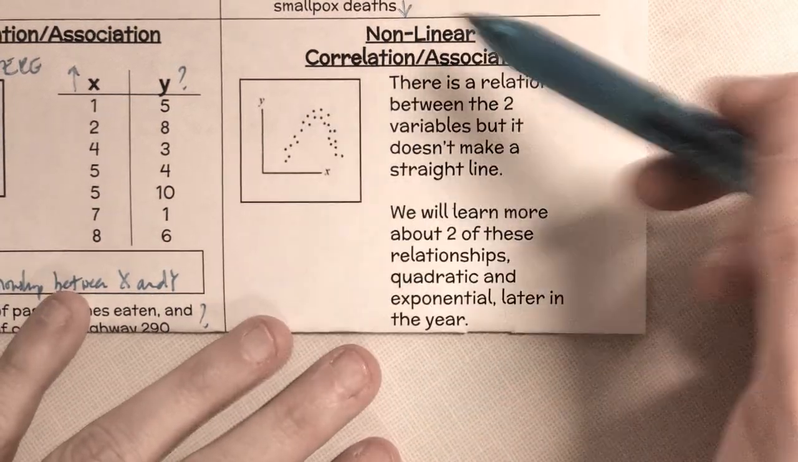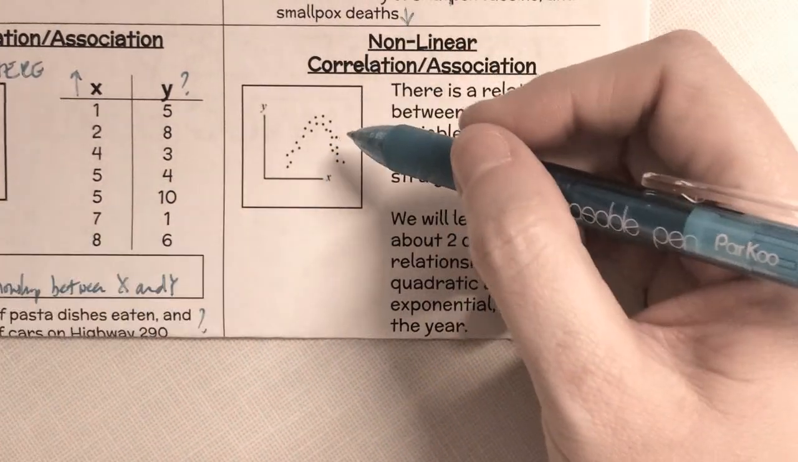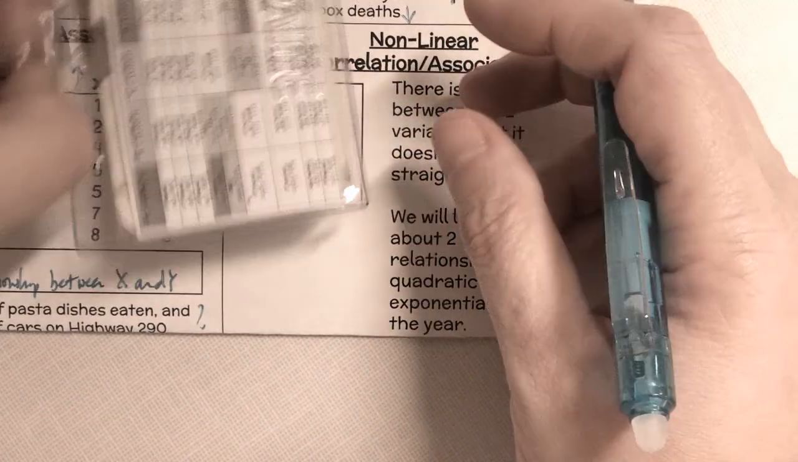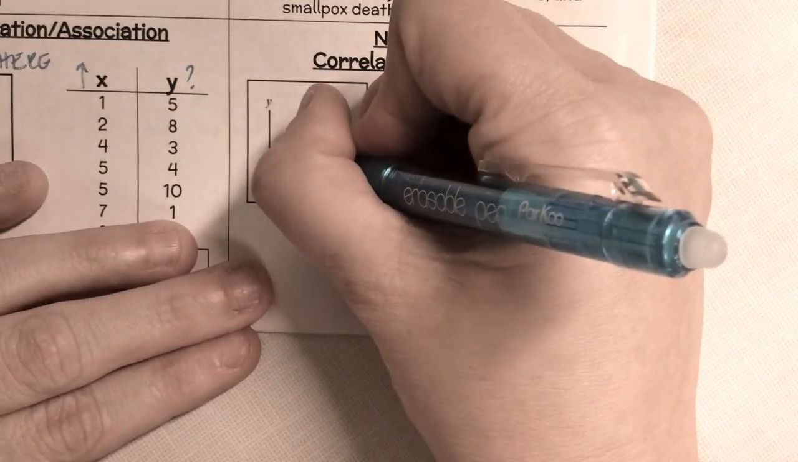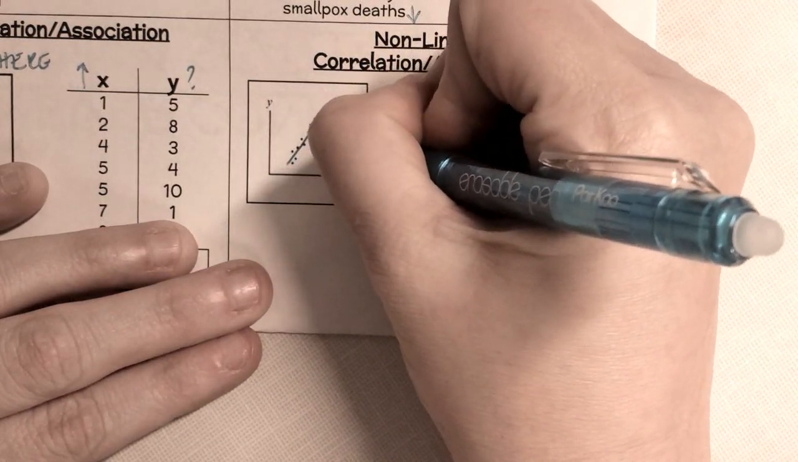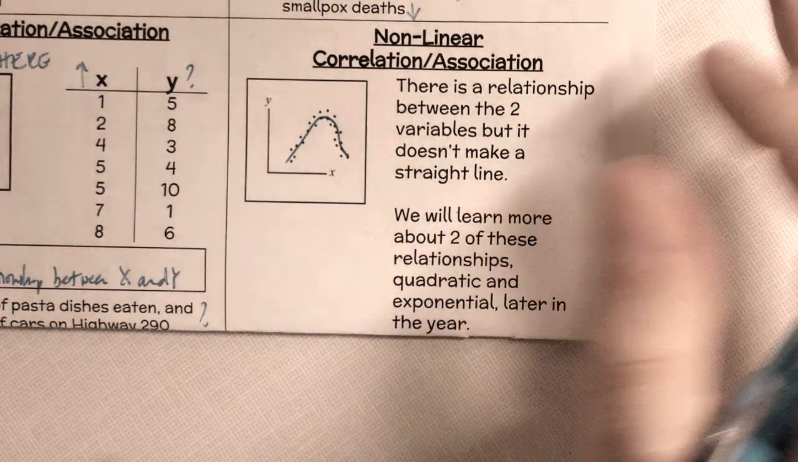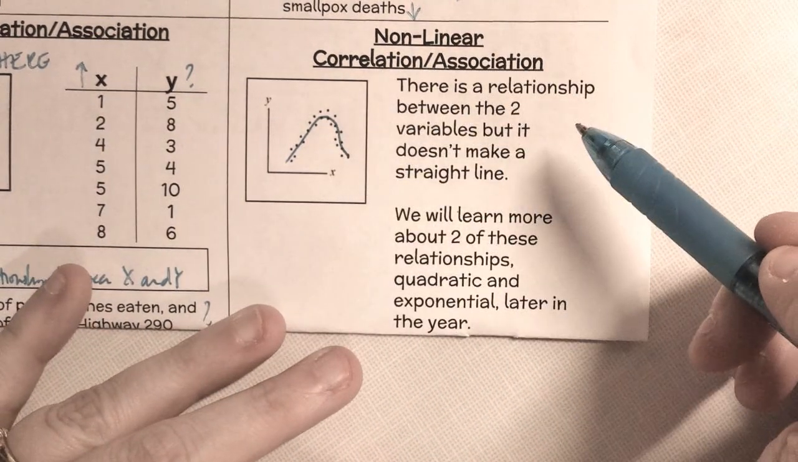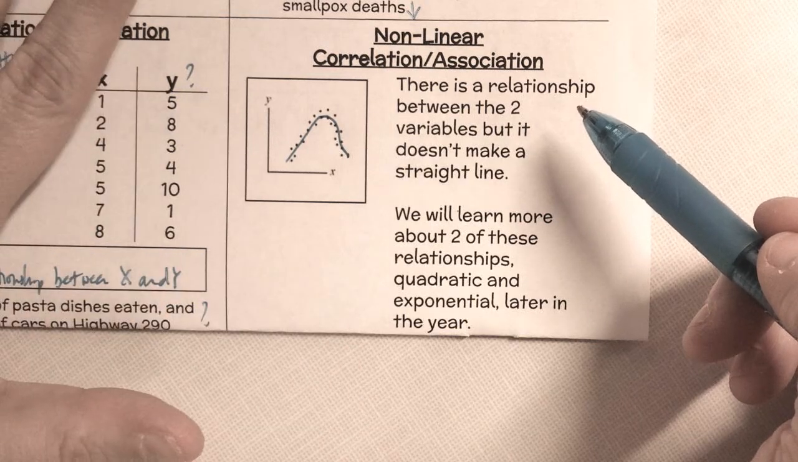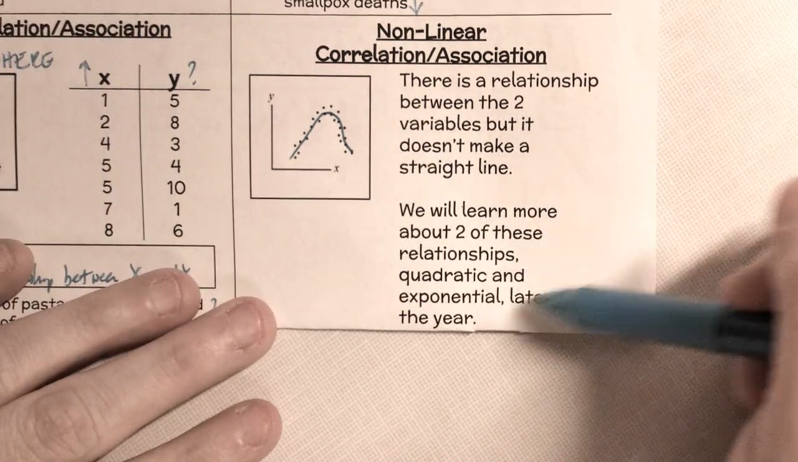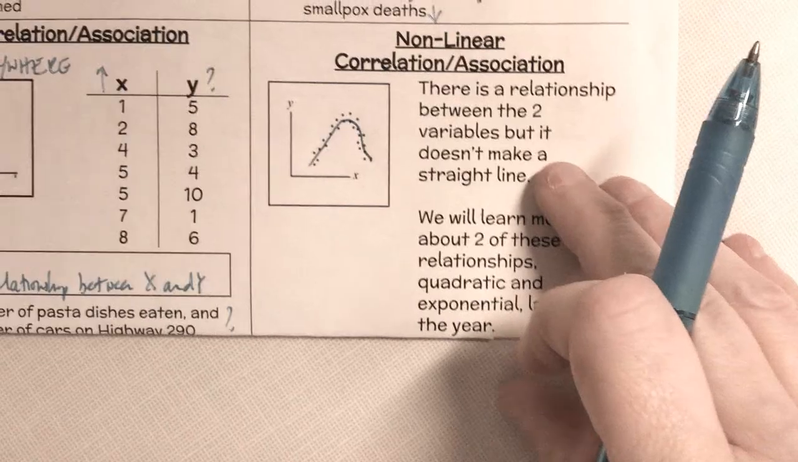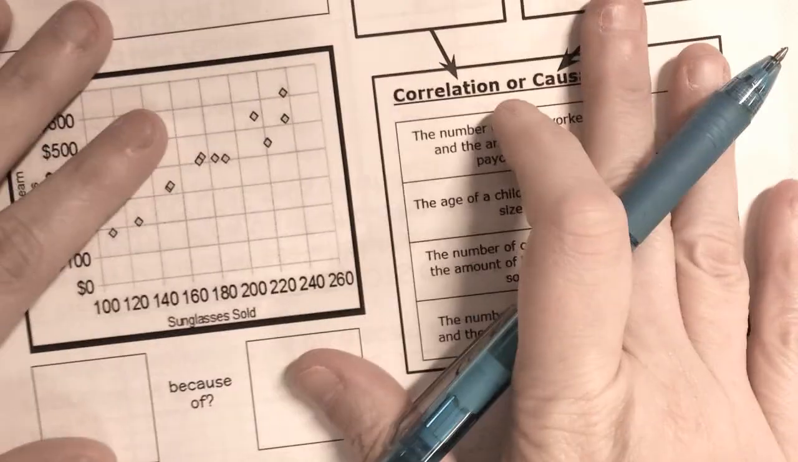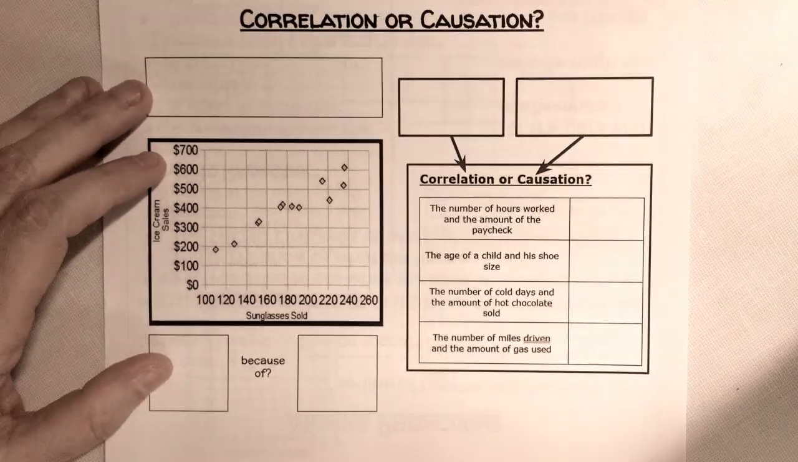Our last one is nonlinear. As you can see with this, it doesn't make a line, right? But I can see this general pattern. I can see a shape. So there's a relationship between these two variables. There's something happening, but it's not a straight line, and straight lines are all we're worried about right now. Like I said, we're going to learn about quadratic and exponential later in the year. Okay, so the last thing I want to talk about is correlation or causation.